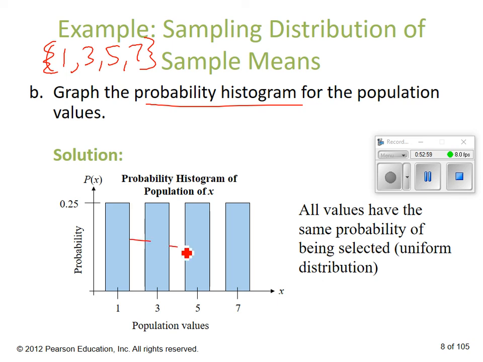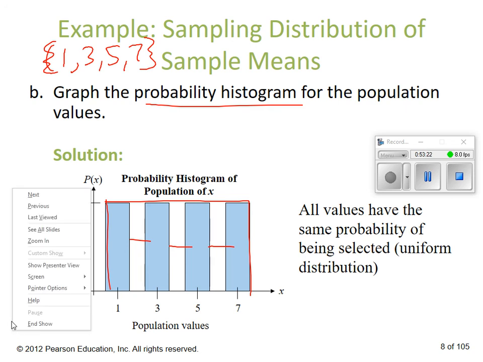They don't touch. I'm not sure why. I must have been lazy and picked somebody else's graph. They don't touch each other. They should touch each other. So it's just going to be all the same height for the probability histogram. So is this normally distributed? Is that normal? No, it doesn't fit the normal curve.